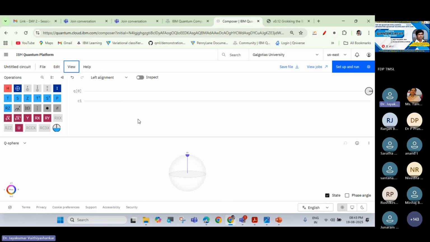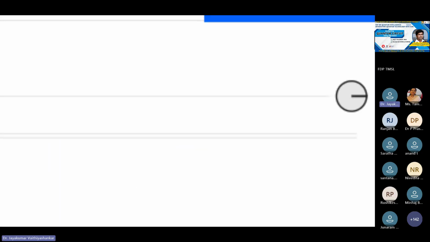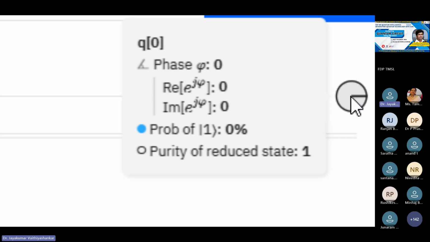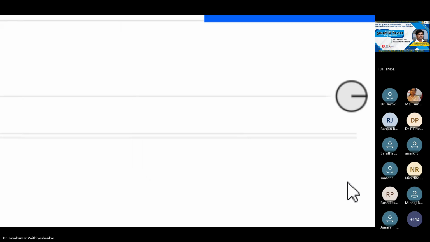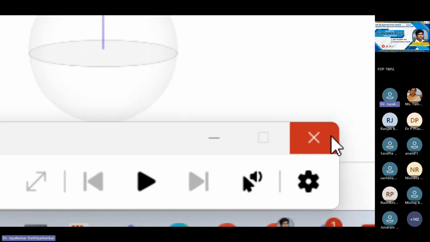Okay. Then what you do? You can observe over here. This is called phase disk. So move your mouse to the top right corner, where you can see the phase disk, which is in gray color. I can zoom for your convenience. Here you can see a phase disk. Real component equal to 0, imaginary component equal to 0, probability of state 1 is 0% because it is in state 0.